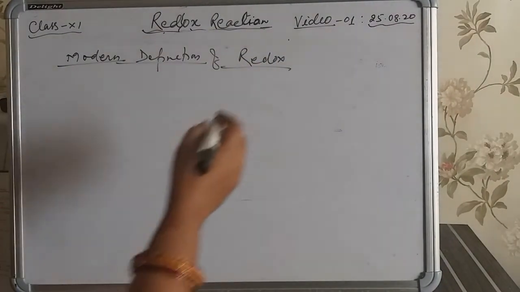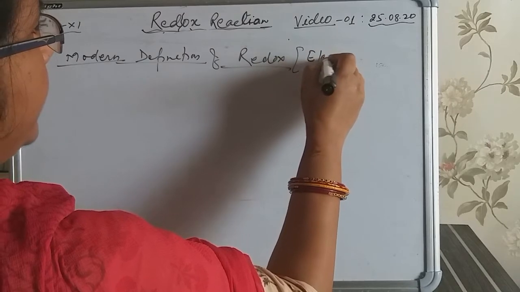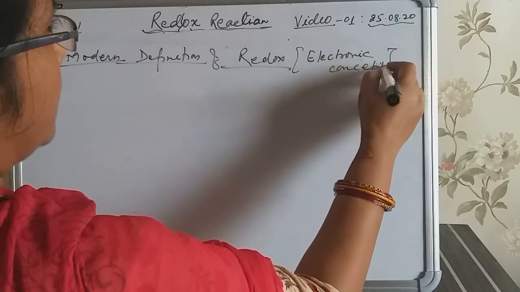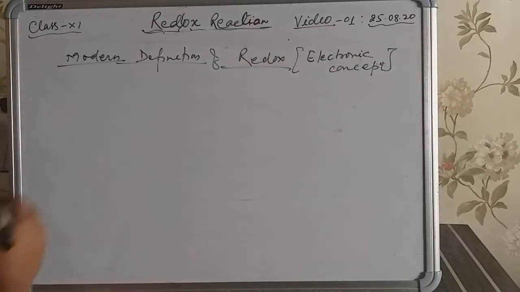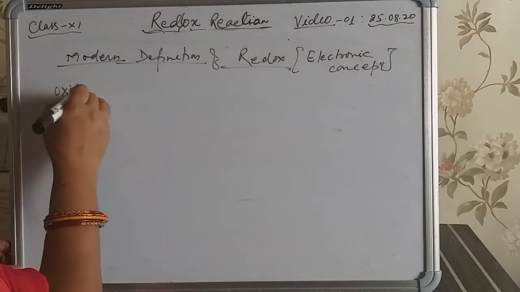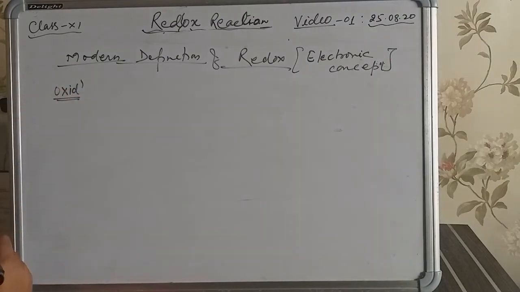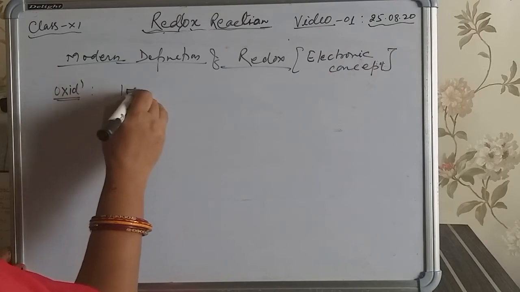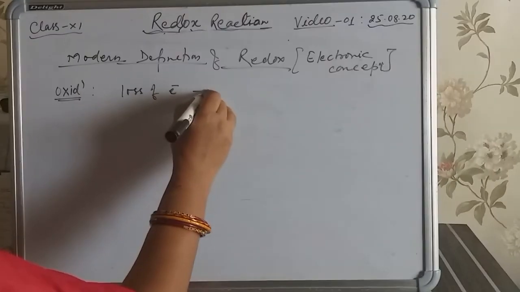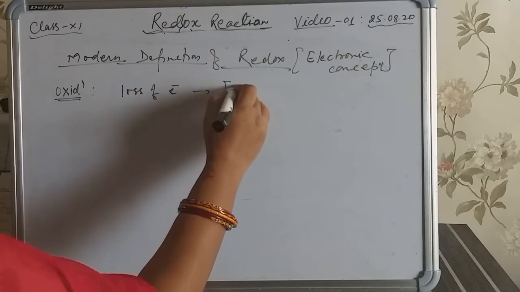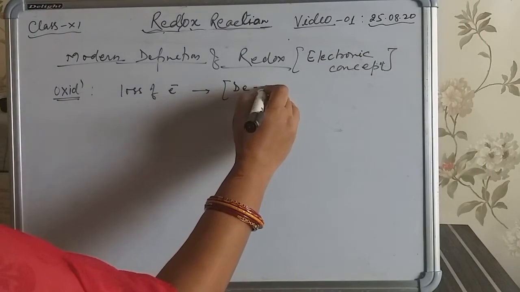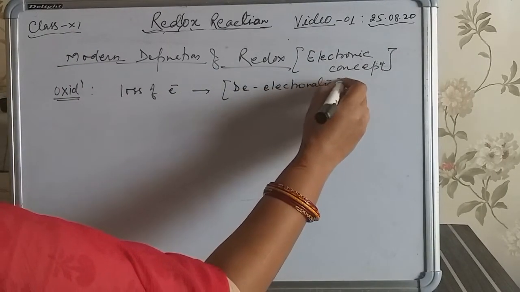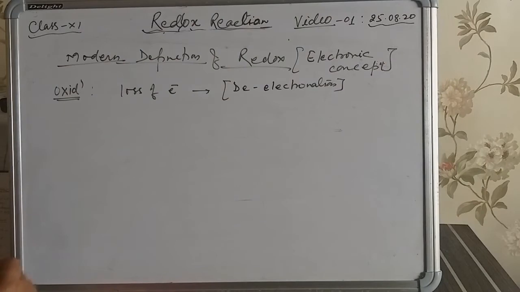So, it is also known as the electronic concept of redox. What is modern oxidation? According to the modern redox concept, simply we can say that loss of electron is called oxidation, or de-electronation, which means removal of electron takes place.